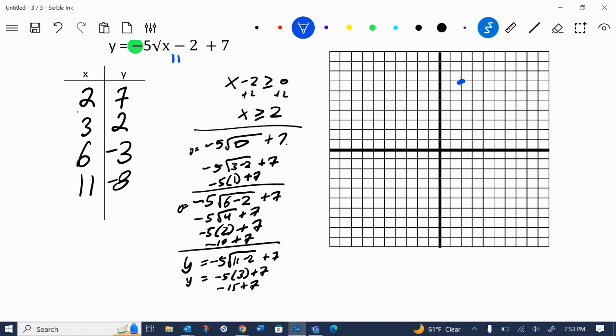Okay, now watch what happens when we graph these. 3 and 2, and 6 and -3. And 11 is just 1 off the graph, so I'll just extend it a little bit. And that's down at -8. So we have a curve like this. I can't draw it very well. Let me do a little better this way. That's not so good either.